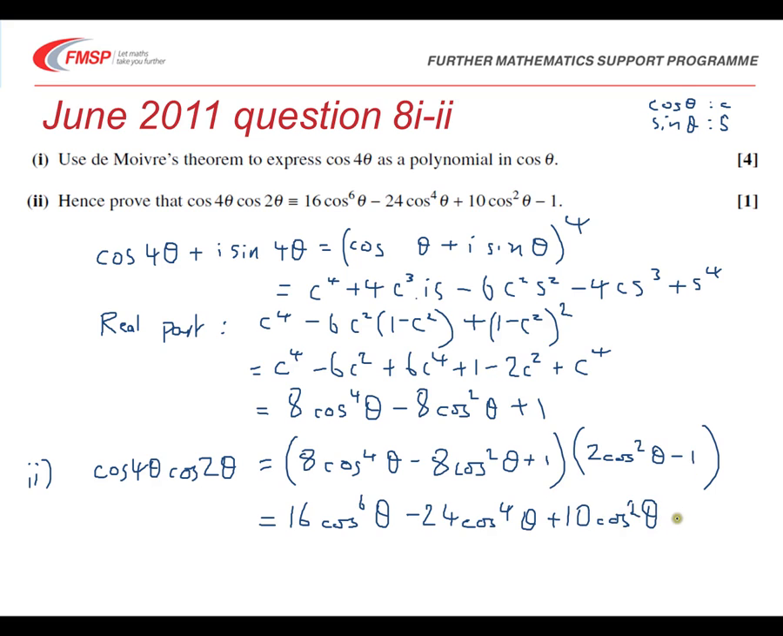And then my final term is minus 1. And again, I should get a warm glow that I've got the correct answer, and take that confidence on to the next part of the question.